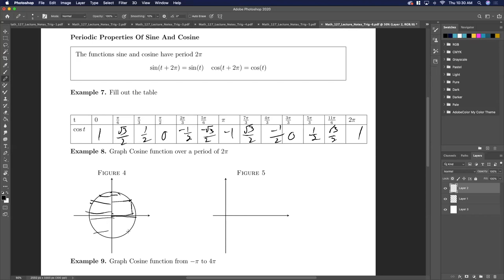And it's the same thing, and we draw it the same way. So here, we're going to start at one, and here at pi over 2, we're going to go to 0, and then here at pi, we're at minus 1. Okay, actually, let me put pi over 2 here.